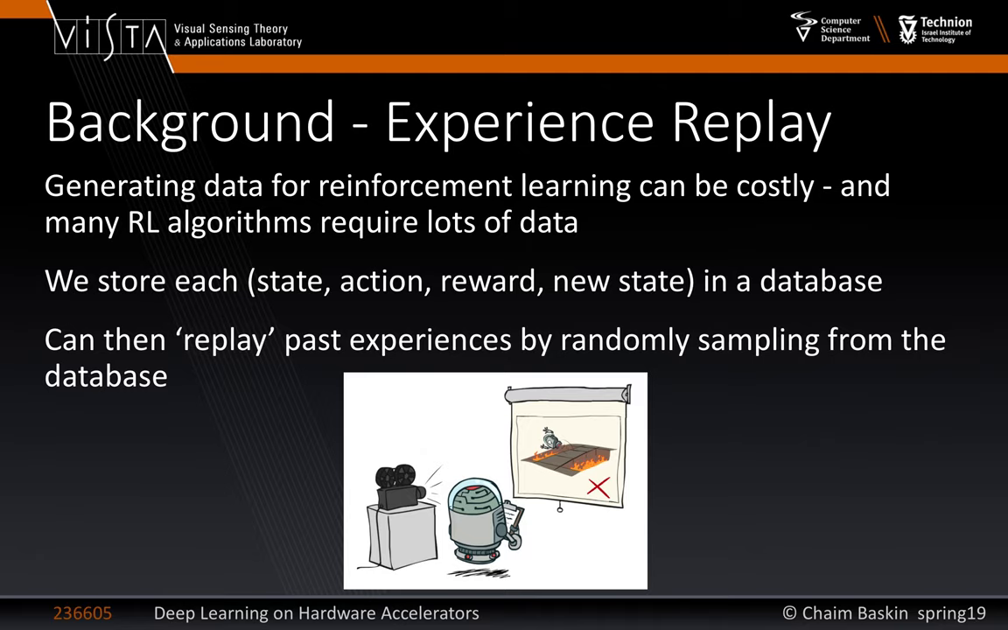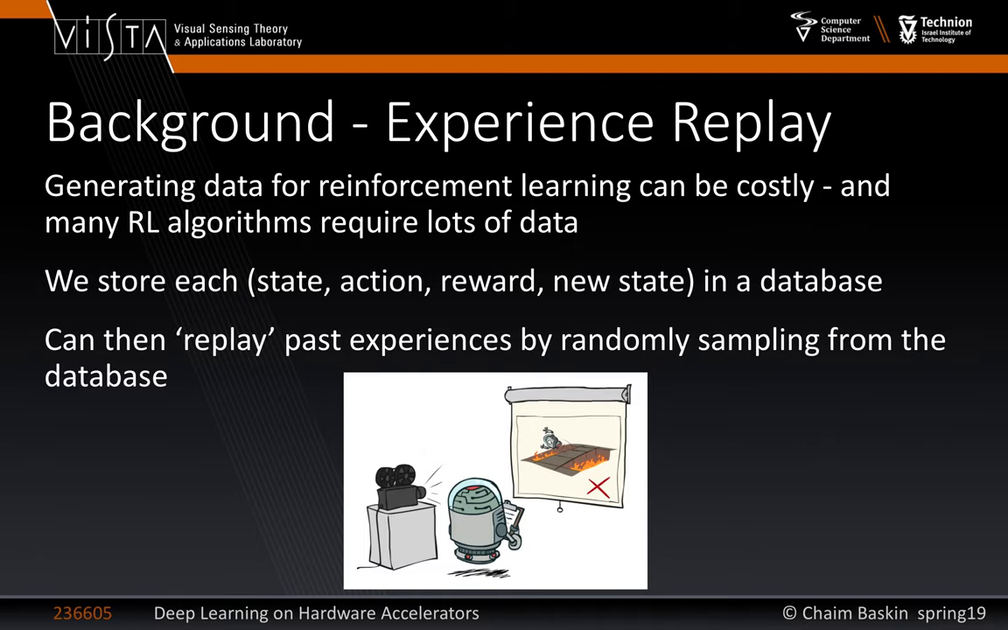Generating our data from reinforcement learning can be costly, and many reinforcement learning algorithms require a lot of data, because you actually need a lot of samples to find a good policy. Okay, so we store each state, action, reward, new state in a database. So this actually is Q-learning basics.